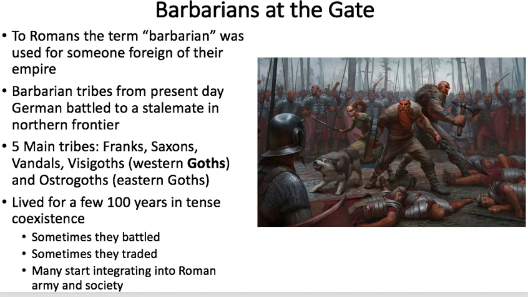And they pretty much set that as a line. The barbarians get anything that is north of that river, we get everything that's south. And they coexist for a few hundred years. Sometimes they'll battle, but sometimes they'll trade. And we're going to see that more and more of these barbarians are going to integrate more into Roman society and Roman army, especially those that live along the border.